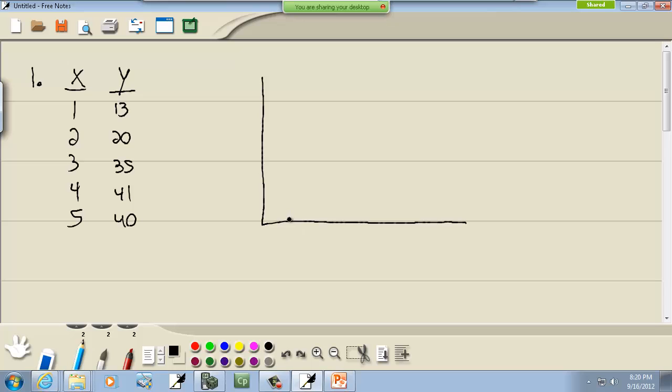I'll just do this by hand. Okay, so I got 1, 2, 3, 4, and 5. Our largest value is 40, looks like. 40, halfway up would be 20, and then halfway up to 20 would be 10, and then halfway between 20 and 40 would be 30. Our first point is 1, 13. 2, 20. 3, 35. 4, 41. And 5, 40.